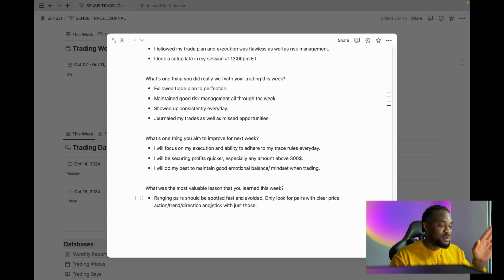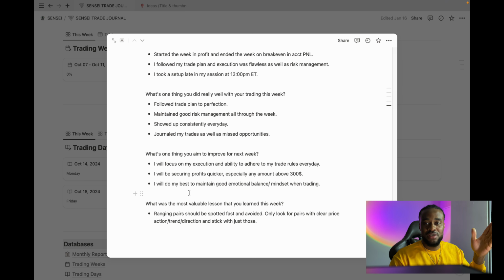Ranging pairs should be spotted fast and avoided. Only look for pairs with clear price action, trend, direction, and stick to just those. It's either bullish or bearish. It's either buyers are in charge or sellers are in charge. You don't want to be caught in that sideways movement. You're going to get hurt, basically.